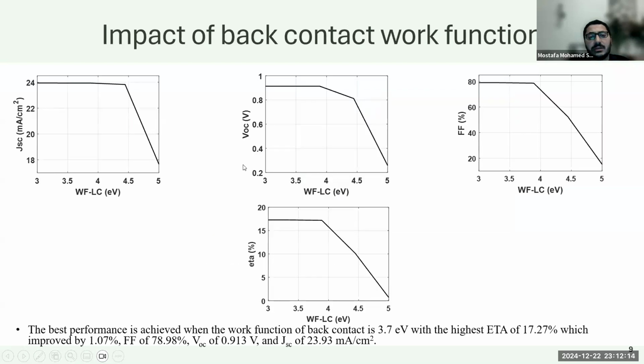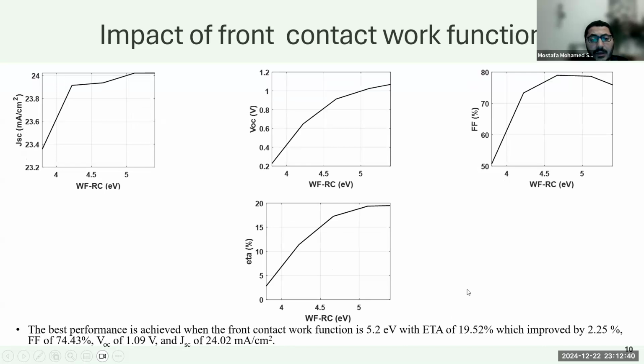After that, we studied the impact of the back and front contact work functions. So we started with the impact of the back contact work function. The highest power conversion efficiency was 17.27 when we used a back contact work function of 3.7 electron volt. For the front contact, the highest eta was 19.52 and it is achieved at 5.2 electron volt for the work function of the front contact.